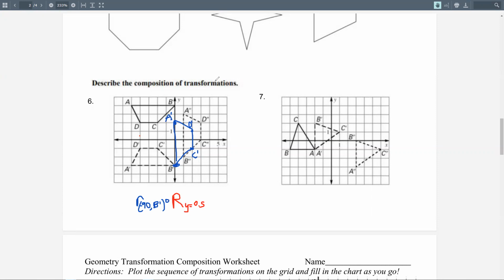And then we can translate that one to the right and one up. If we translate that one to the right and one up, then we get to our final destination. So the big thing here is just to remember the order of what we're doing. We're reflecting first. And since we're reflecting first, that's what you have to write on the right, because we're reflecting the original. So really we should include the original here, which is A, B, C, D.